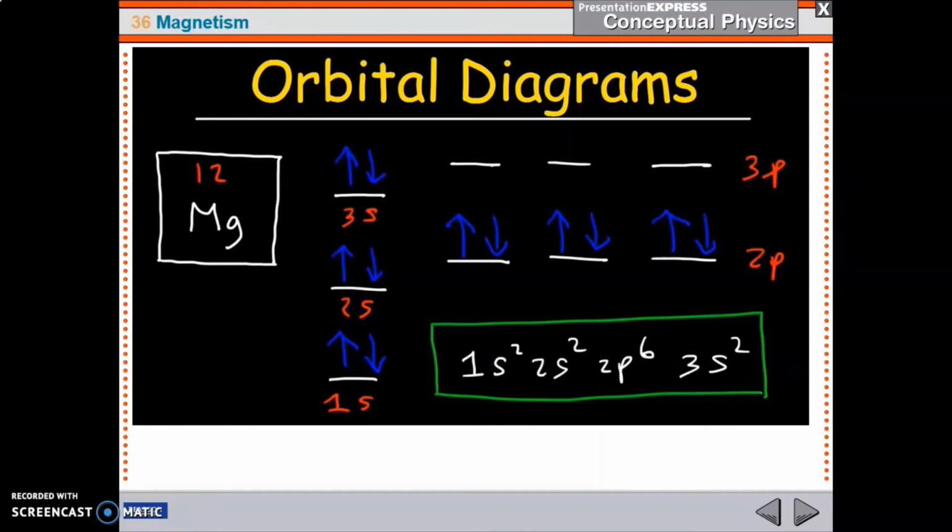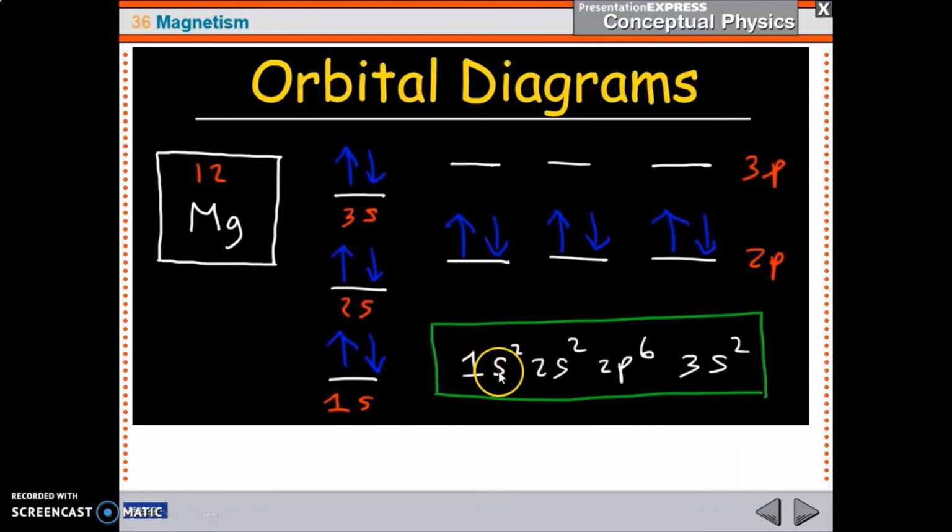I'm not saying we're going to have a test on it tomorrow or anything like that. All I'm saying is that in chemistry, you did all this stuff with orbital diagrams. And all I'm saying is, does this ring a bell? Do you remember doing this?